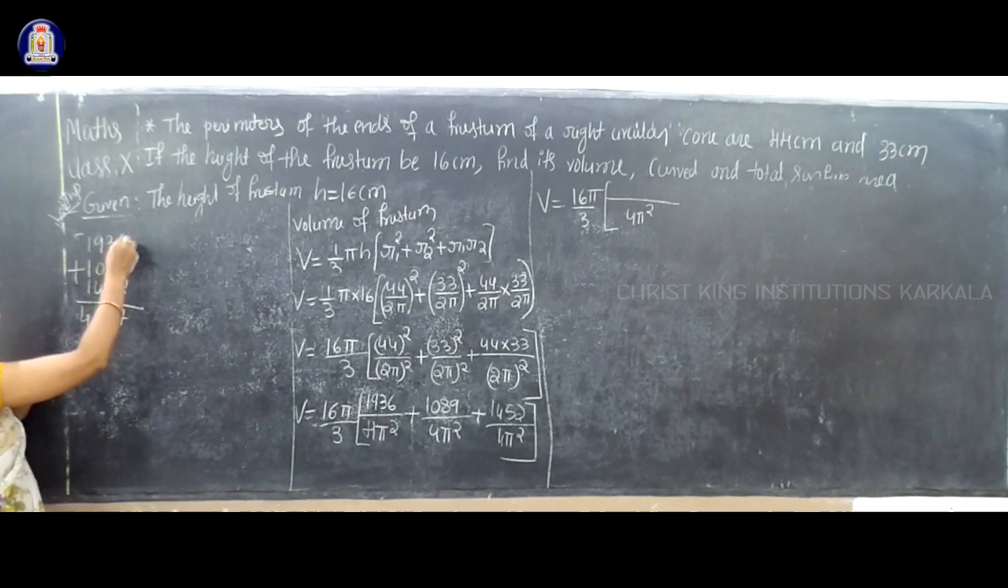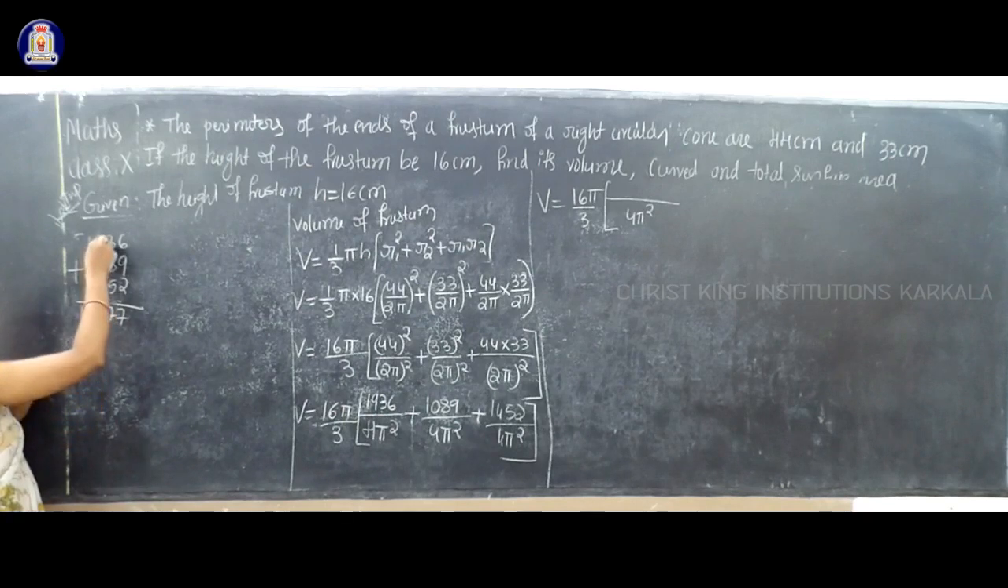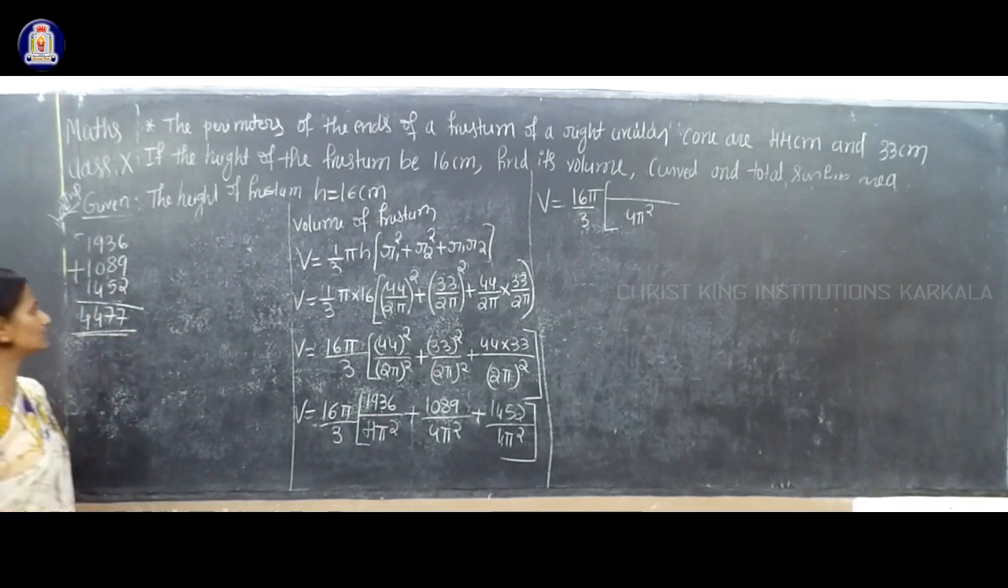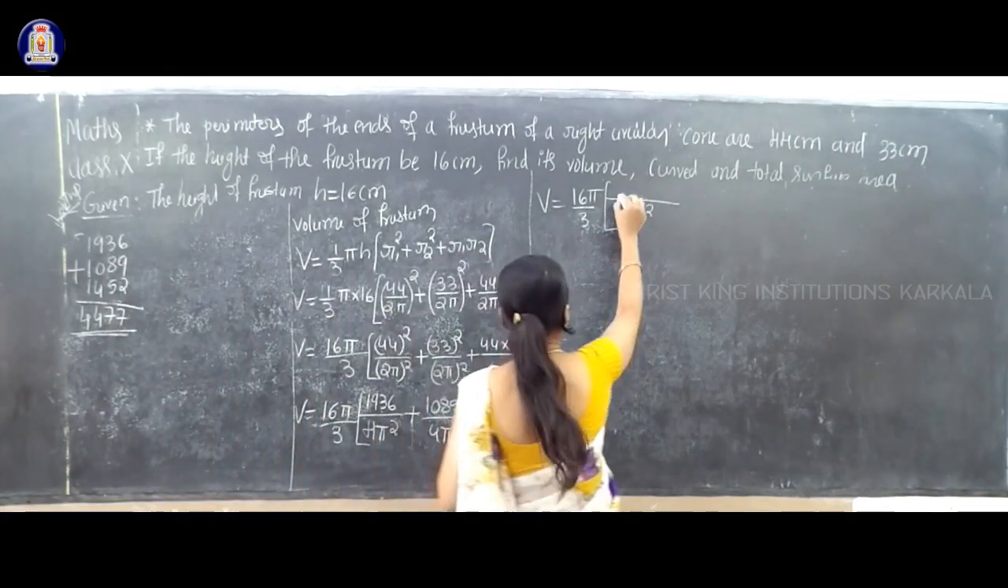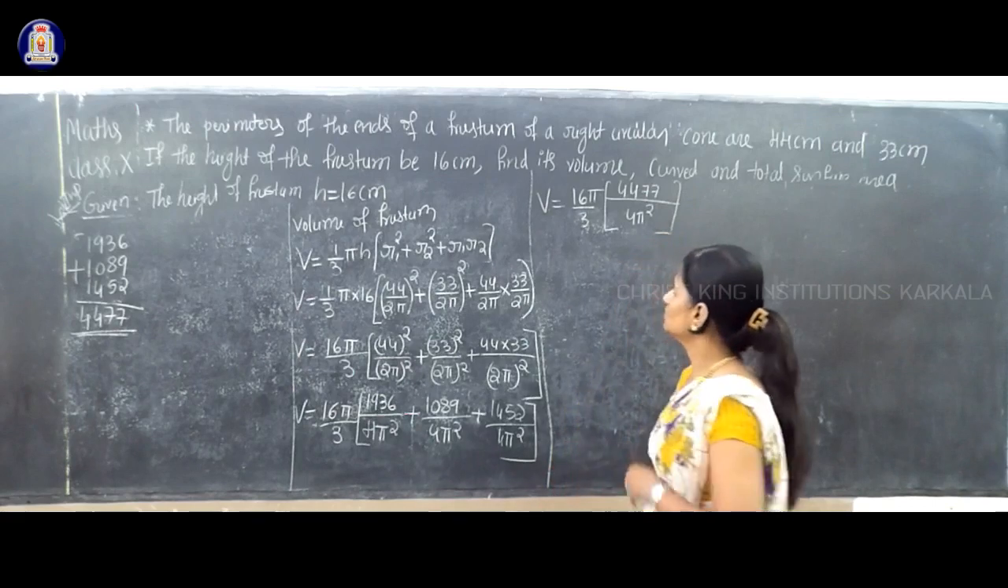Once again, 15, 17, 1. So 11, 16, 1, 17. 10, 14, 1. So 3, 4. So it is 4, 4, 7, 7. Yes. Now how to simplify this?